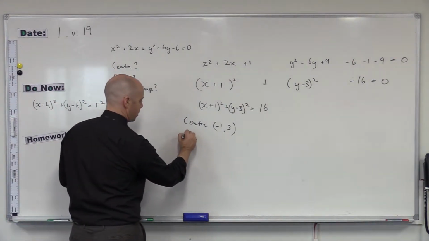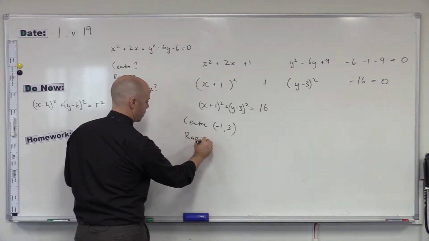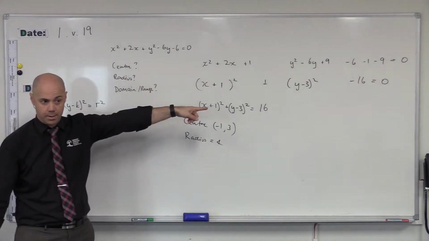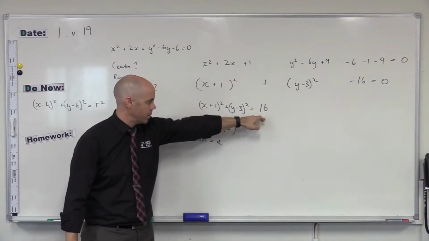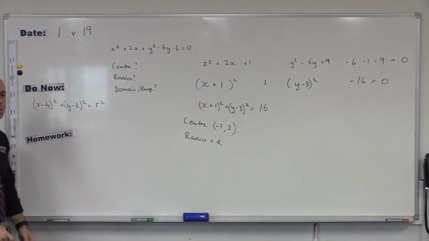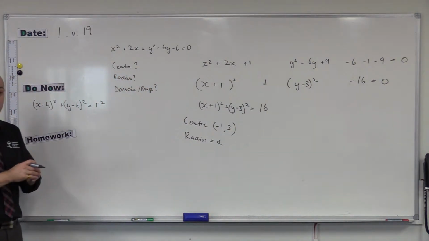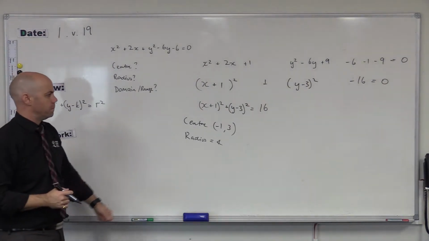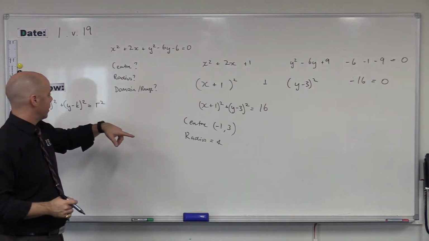What's the radius? Not 16, it's 4, isn't it? Because the radius squared is what's on the end. So what's the square root of 16? 4. And we do say just 4, not plus or minus 4, because we're talking about a distance, and so we have a positive distance. Then, what's the other one?